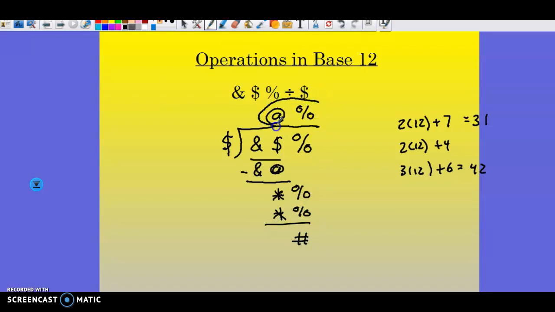So that's the answer. So the big thing, if you're going to work in base 12, is remember, if you're looking at a 2-digit base 12 number, it's not what it appears to be, because that first digit is 12s, how many 12s there are.